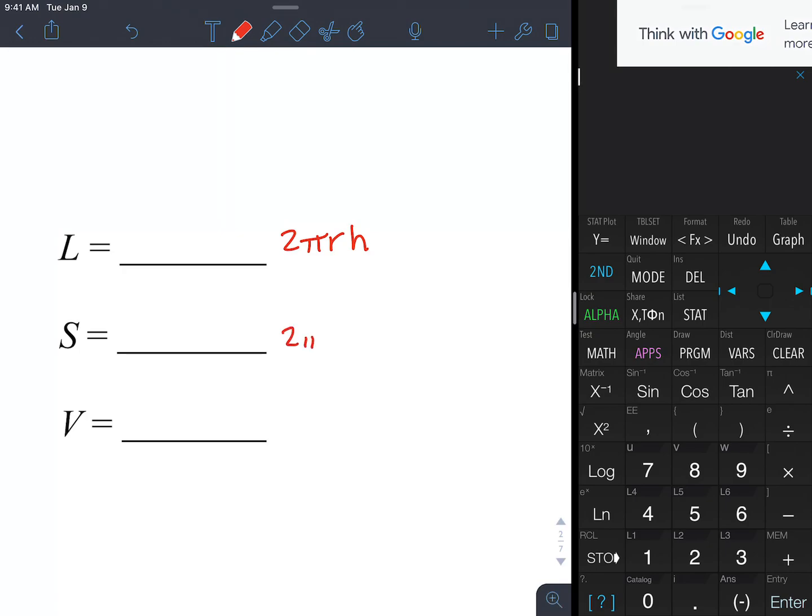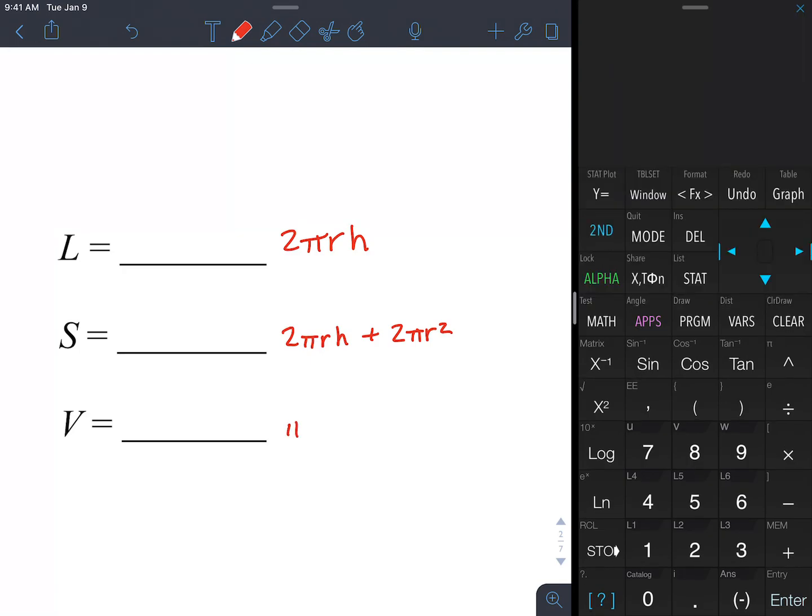For surface area, we'll go 2 pi r times the height, but then we'll add on 2 of the bases. The base of a cylinder is just pi r squared, so we'll do 2 of those, 2 pi r squared. Okay, and then the volume is just going to be the area of the base, pi r squared, and then you will multiply that by the height right there. And those will be your formulas.